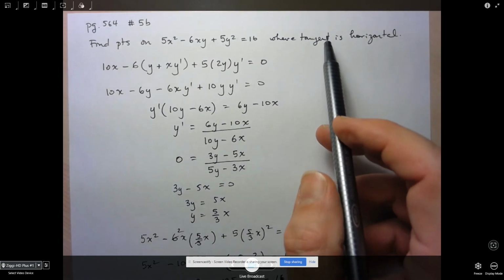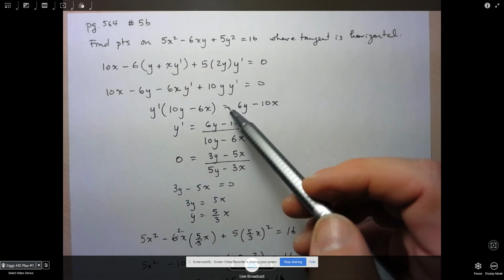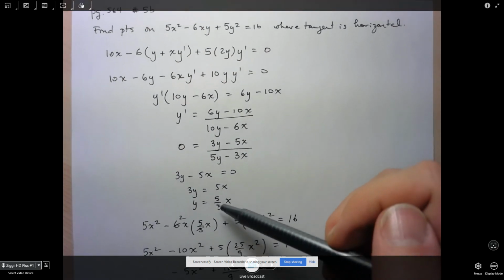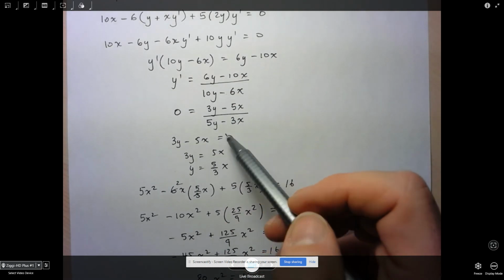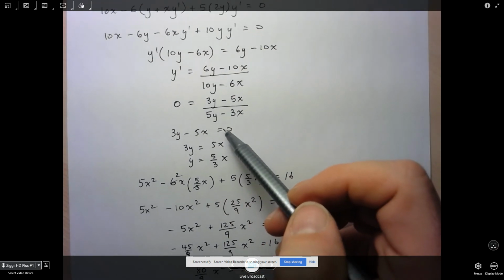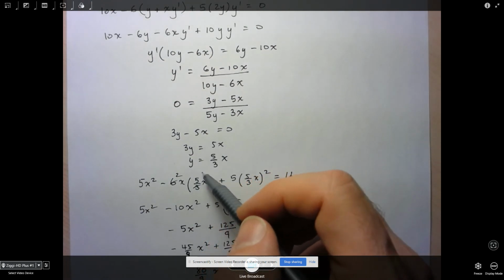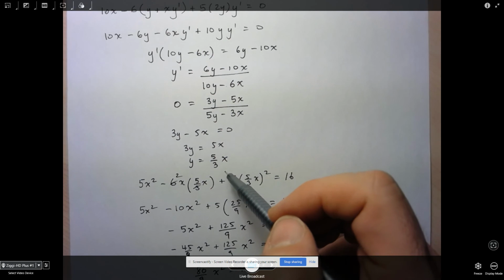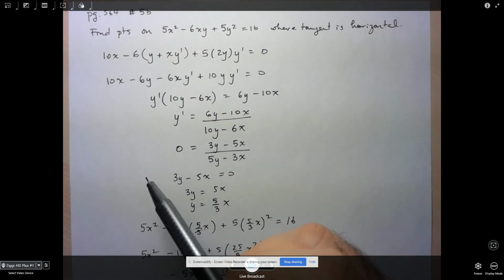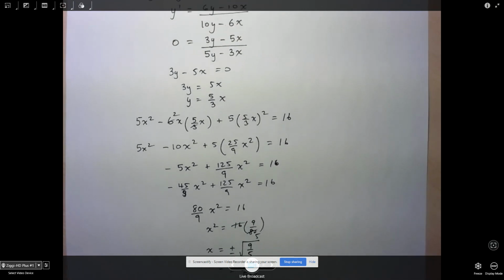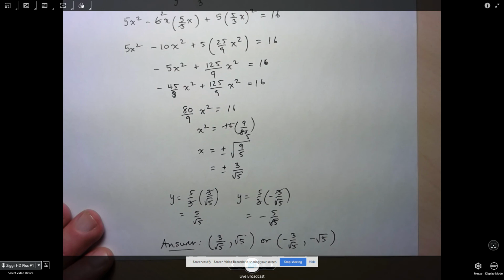So step 1 was to determine the derivative, and I needed to do that by implicit differentiation. And here I realized I had a fraction, so in order for that to be equal to 0, the numerator had to be equal to 0. But what that provided me was just a relationship between x and y. It didn't give me a direct answer, so I had to input that relationship back into the original equation to determine my value for x and then my value for y. Okay, that's it for this one.